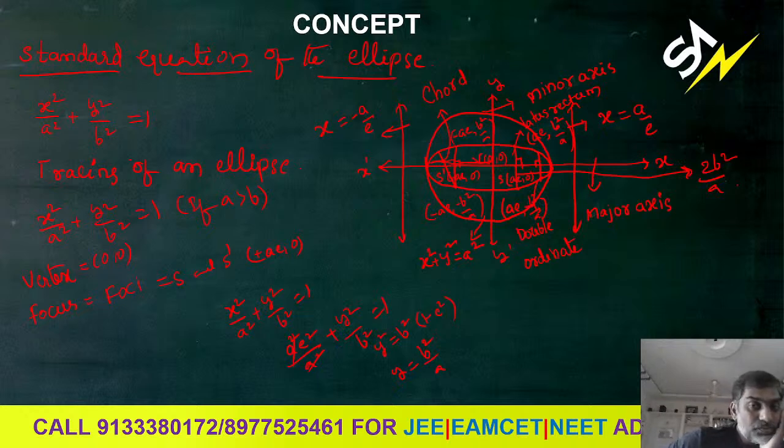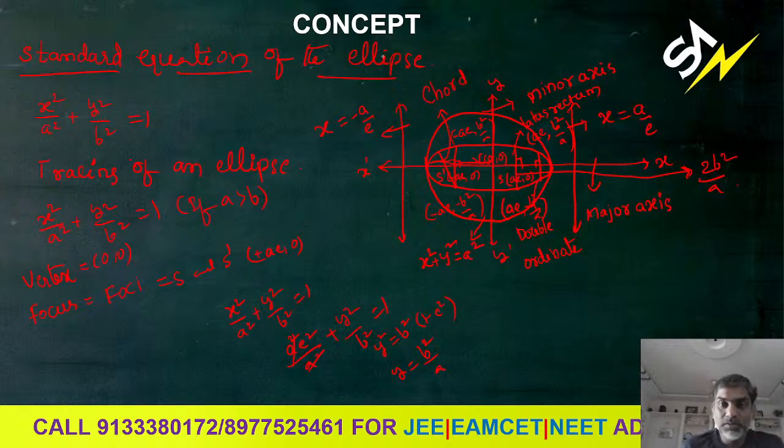What do we call this? The auxiliary circle of the ellipse x square over a square plus y square over b square equal to 1, when a is greater than b, the equation of the auxiliary circle is x square plus y square is equals to a square. X square plus y square is equals to a square, right?